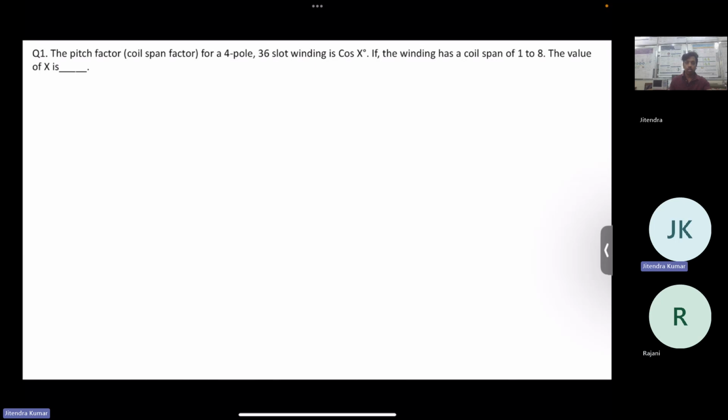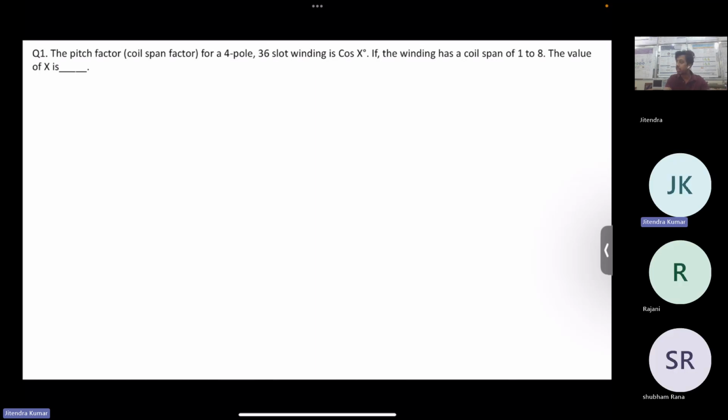So this is the first problem of this week. Here it is asked that we have to calculate the pitch factor for a 4-pole 36 slot winding. If you have gone through the lectures, the pitch factor is nothing but cos alpha, and alpha is the slot angle by which you have shorted your slots.